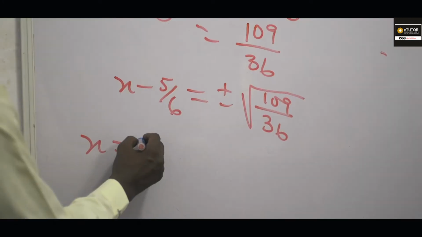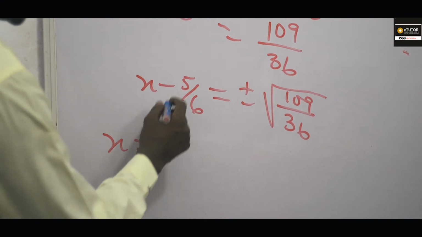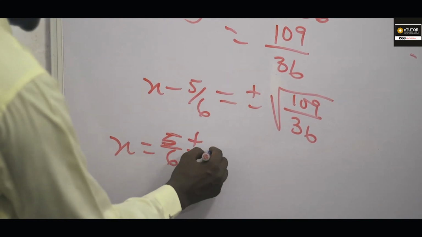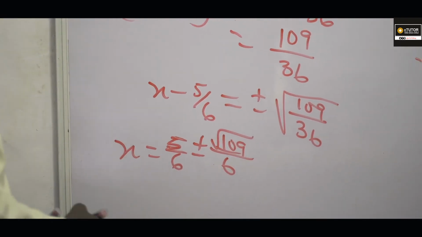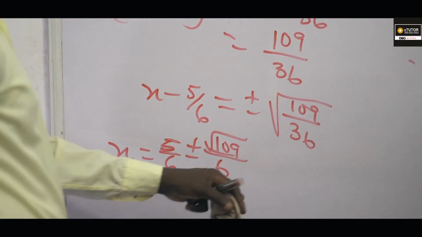x equal to 5 over 6. By the time I bring this one in, plus or minus the square root of 109 over 6. How do we get 6? The square root of 36 is 6.